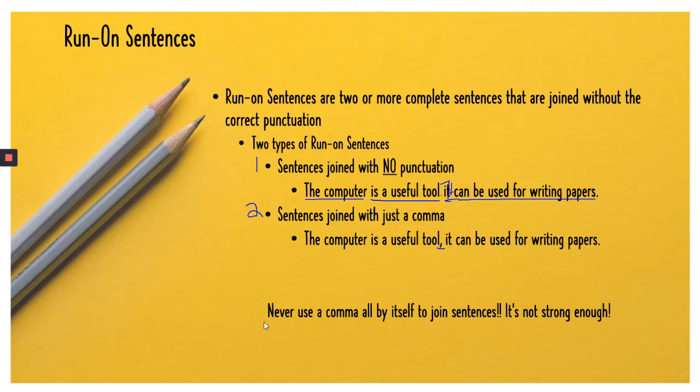So the key thing to remember here is that you never use a comma all by itself to join sentences. It is not strong enough. It can't stand on its own. So now that we've looked at our two types of run-on sentences, let's look at how to fix them.